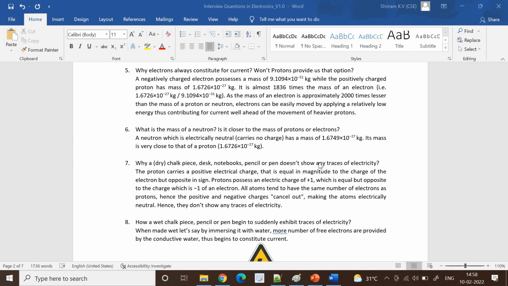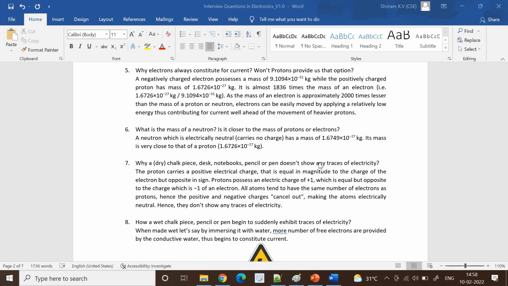That's why we call it so, right? So a neutron, which is electrically neutral, has a mass of 1.6749 × 10⁻²⁷ kg. Remember this, these numbers are very, very important for you to get a deeper, closer, correct understanding. Its mass is very close to that of a proton.